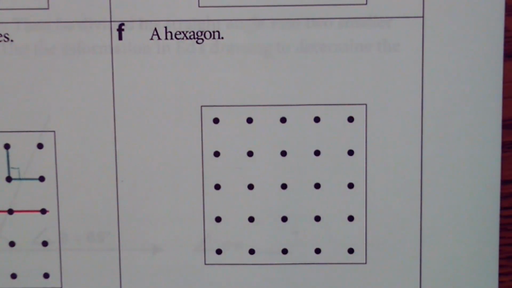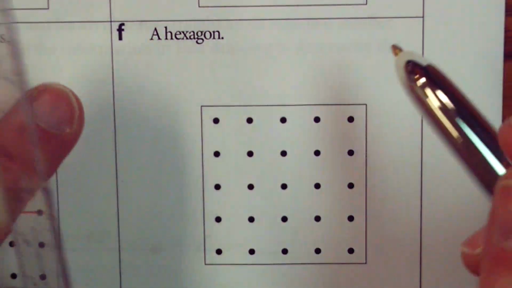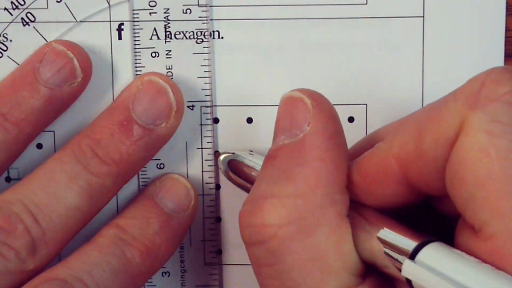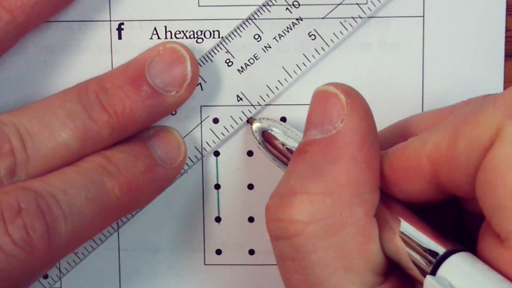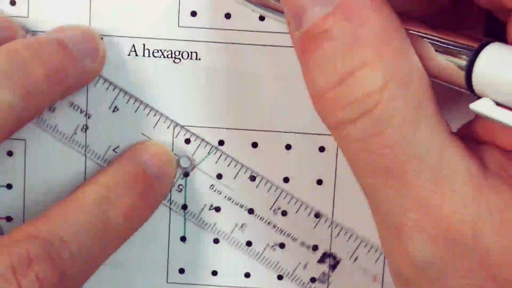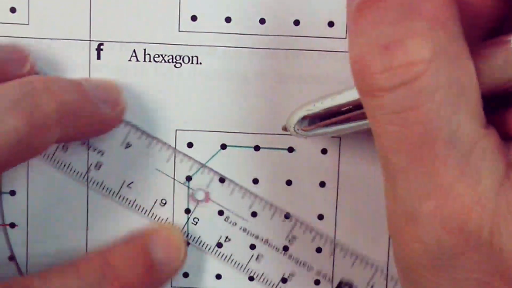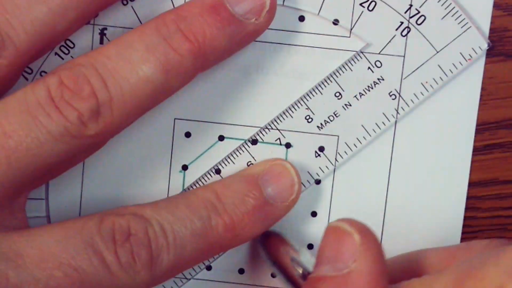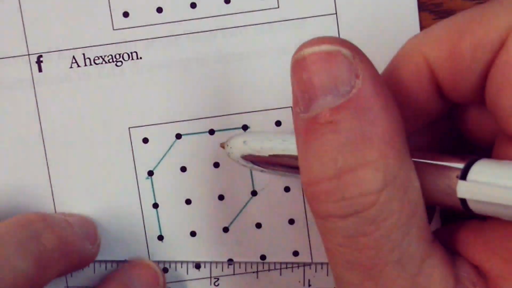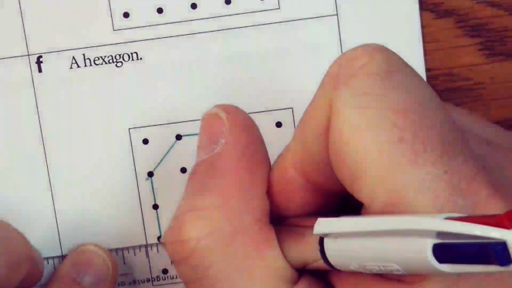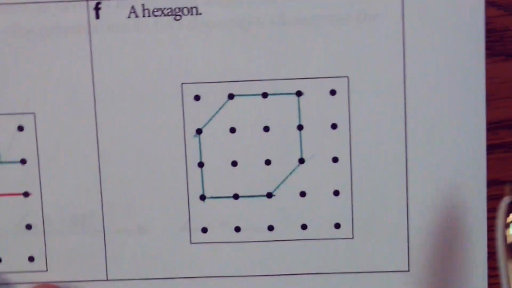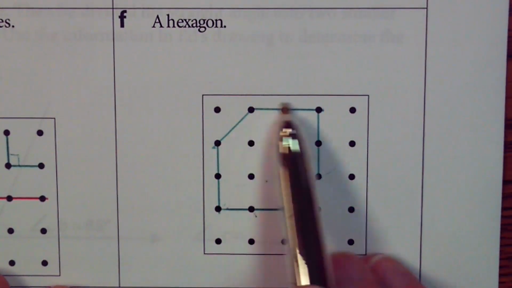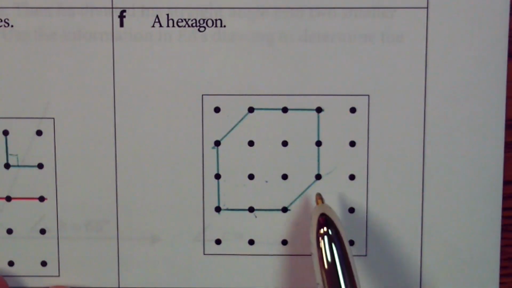Oh, a hexagon. This will be interesting. A hexagon has 6 sides. You can do it however you want. Like I could go 1, 2, 3, 4, 5, 6. Now my hexagon looks kind of interesting, but it is a hexagon. 1, 2, 3, 4, 5, 6 sides. I just kind of just draw until I run out of numbers.